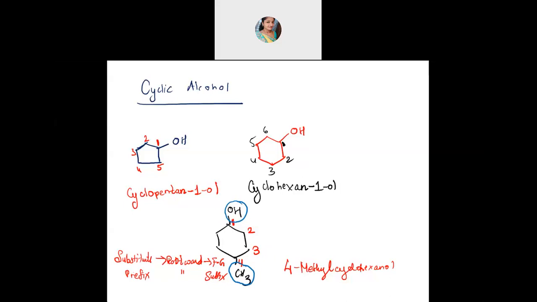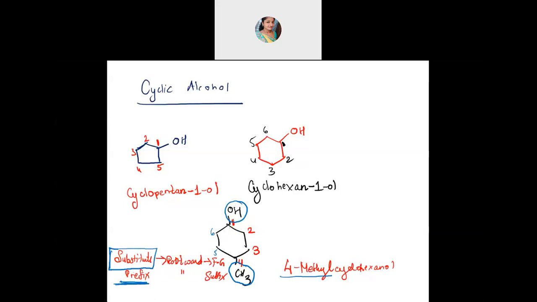So first number should be given to OH, then second, then third, and then fourth, and then 5, and then 6, like that. So fourth position you are having CH3, that is methyl group. First you are supposed to name the substituent, that is the prefix. So your substituent should be named first. After the substituent is over, for methyl you have given the name, then you see what is the root word. Here the root word is this, your cyclo compound having 6 carbons. So it is cyclohexane.